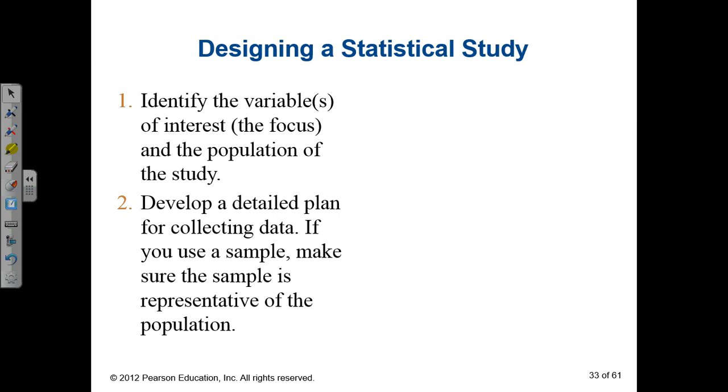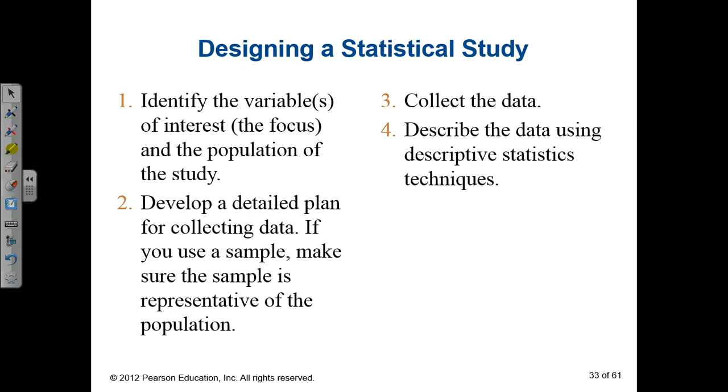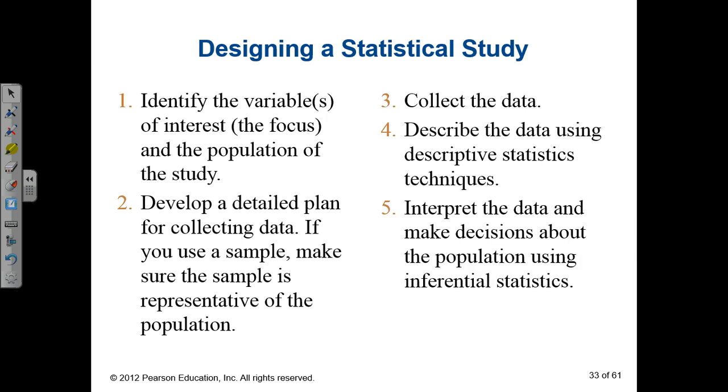Then you need to come up with a plan on how you're going to collect the data. If you use a sample, you need to be sure that your sample is representative of your population. Then go out and collect your data. Then you need to describe that data using descriptive statistical techniques that we're going to be studying in Chapter 2. You then interpret your data, making sure that you can use that data. What kind of inferences are you going to be making about a population? You always go back at the end and look at your data to see if you can find any possible errors.